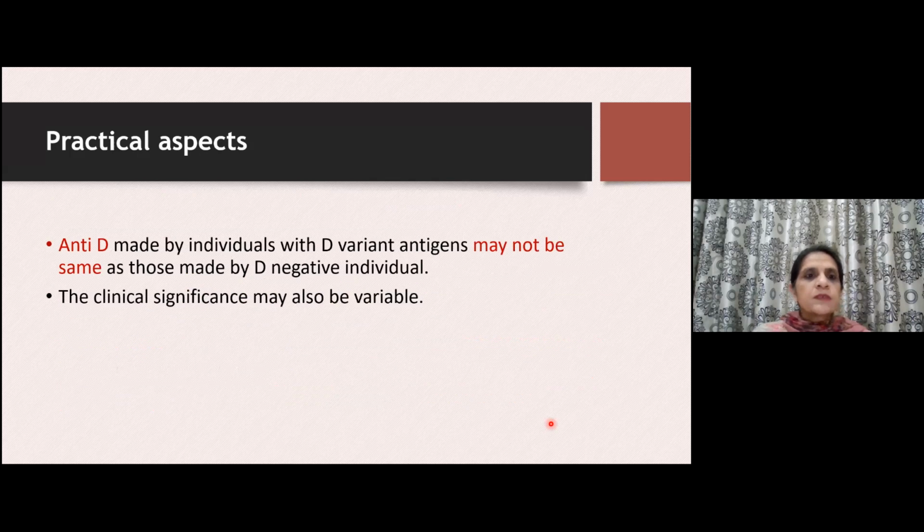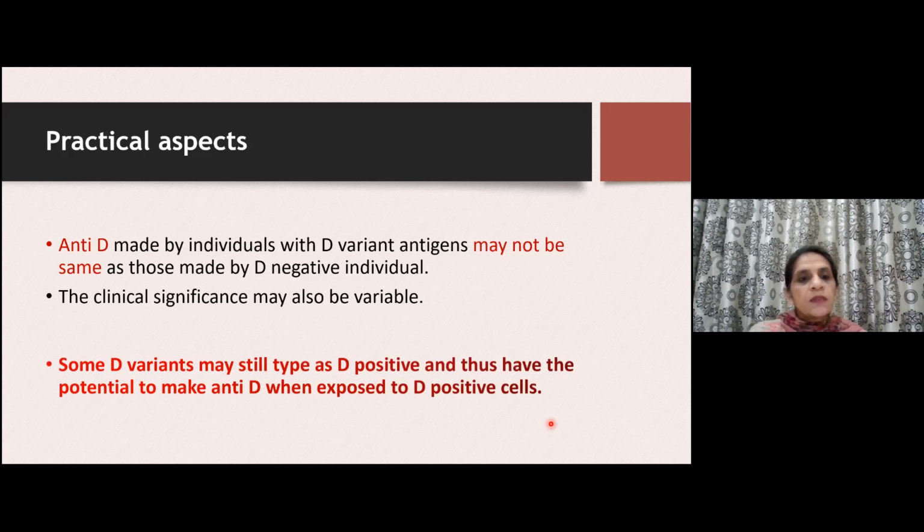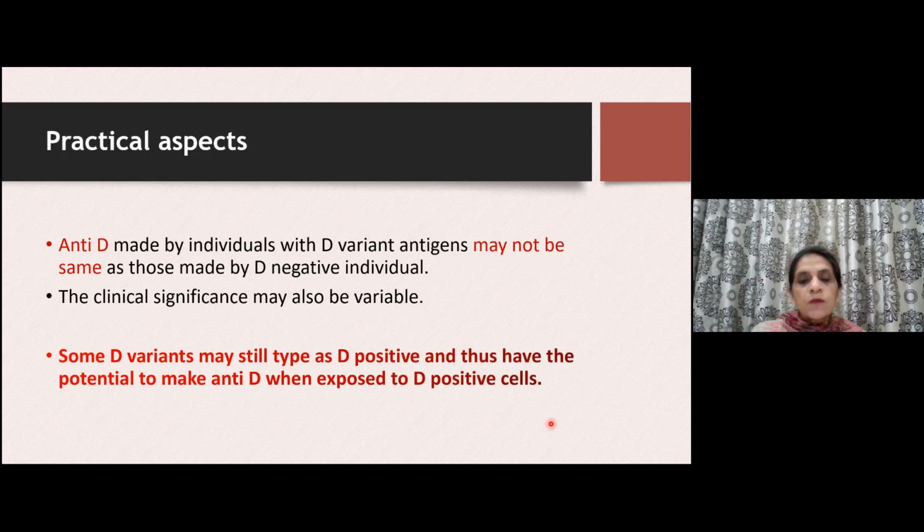Coming to the practical aspects, the anti-D made by patients with D variant antigens may not be the same as in a D negative individual, because the amount of RHD gene that is replaced by the CE gene affects anti-D formation. So the clinical significance may also be variable. But it is still important to note that some D variants may still type as D positive and thus have the potential to make anti-D when exposed to D positive cells. This can only be avoided if we have molecular typing.